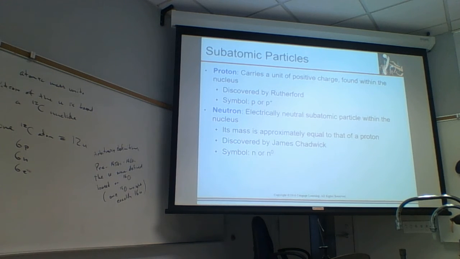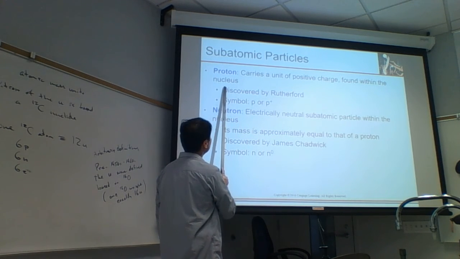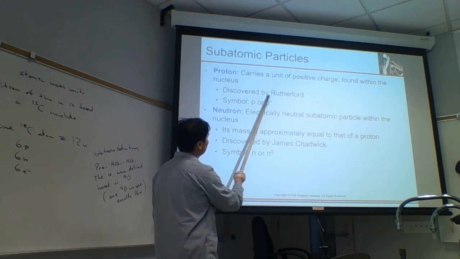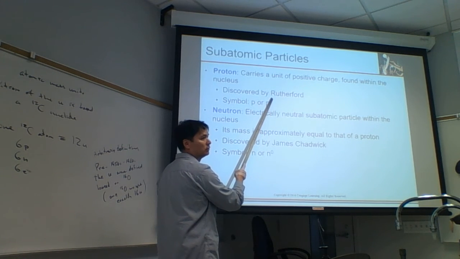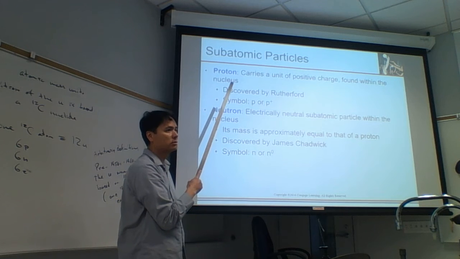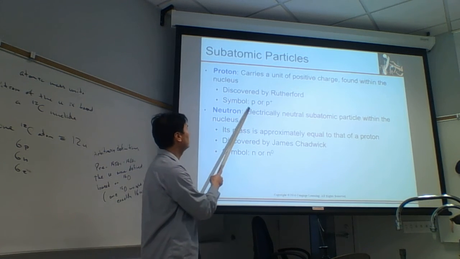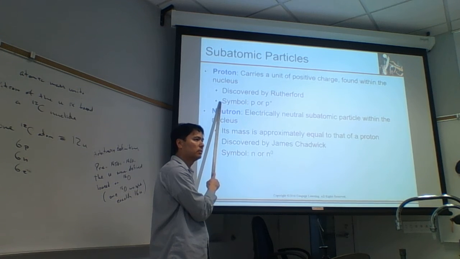So here are the subatomic particles. The proton carries a unit positive charge and is found within the nucleus. This was discovered by Rutherford, but we don't have to talk about that. Not exactly, because there's other stuff in the nucleus. There's actually more. The discovery of the neutron is actually credited to Chadwick, but we're not going to worry about it.